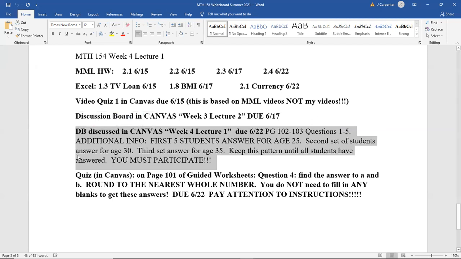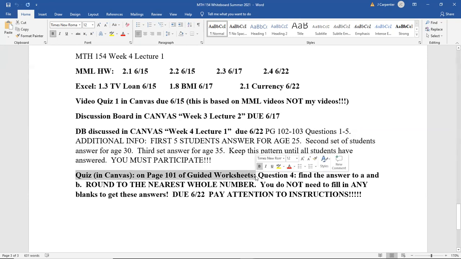And then finally, we are assigning a new quiz today. This quiz is going to be located in Canvas. And this is probably the only one we'll do all semester, but it's going to be based off a couple questions from your guided activities, not the e-text, the guided activities, the stuff you see me using during the class. So it's page 101, and specifically it's question 4. So you could look at that now.